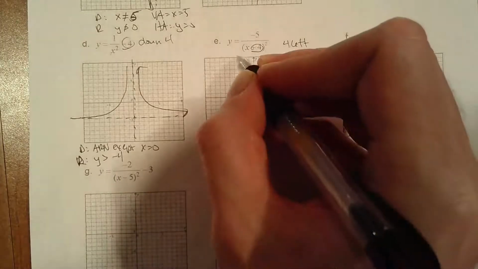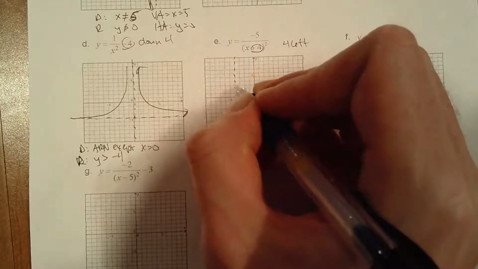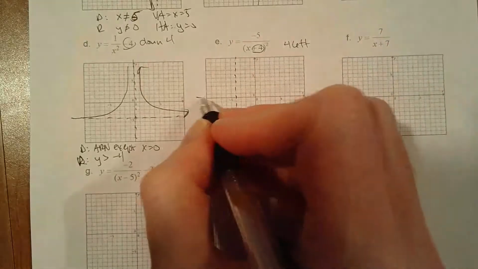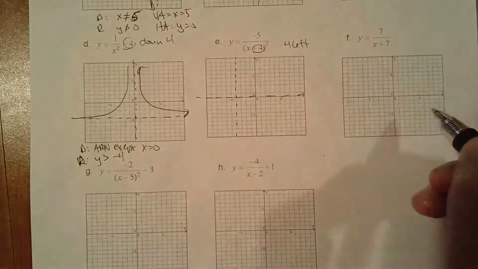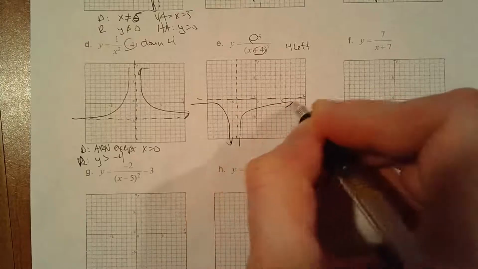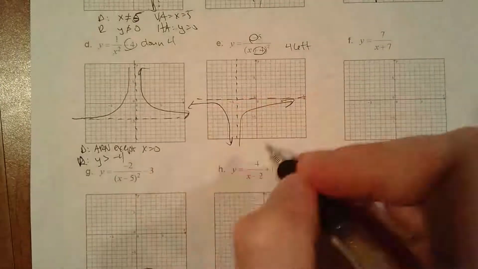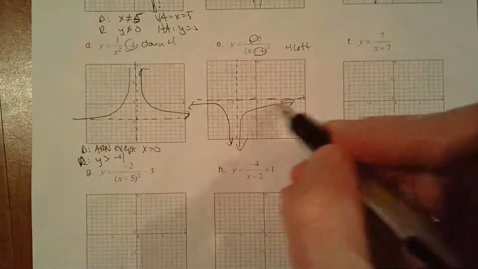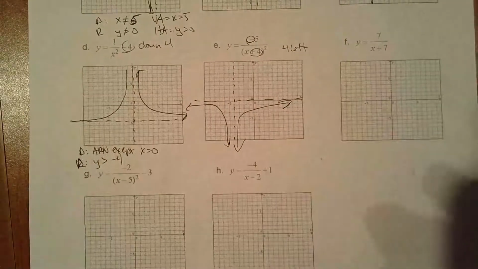So maybe I'll do this one. So this is a shift 4 left. So 1, 2, 3, 4. Didn't go up or down at all. So here's my horizontal asymptote still. And then it's flipped. So it's going to be flipped over. So it was a volcano graph. Now the volcano got flipped over. So it looks like this. Okay. So that's, again, just general shape. None of these points are exact. Just a real general shape of it.